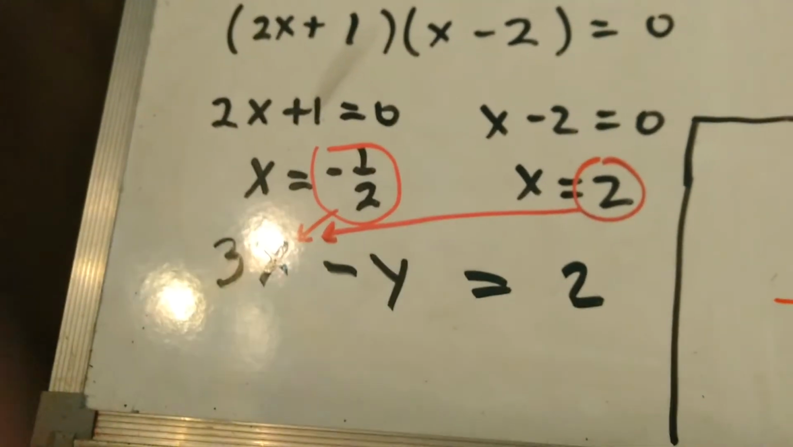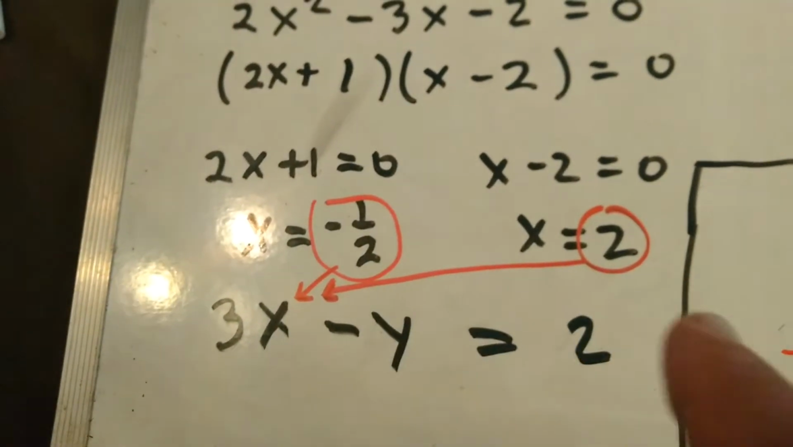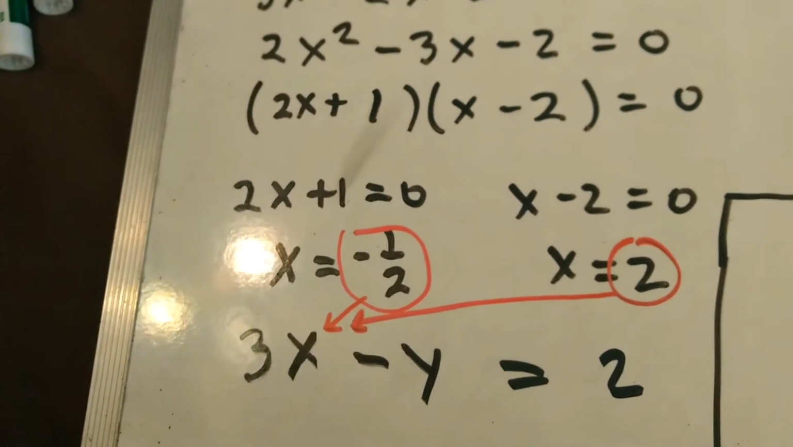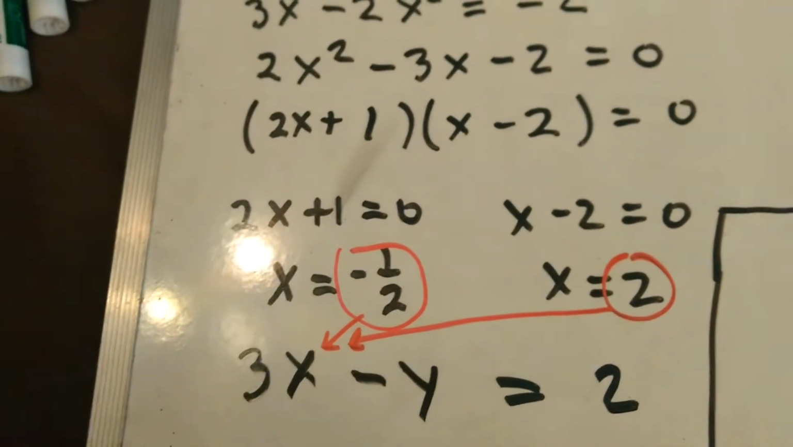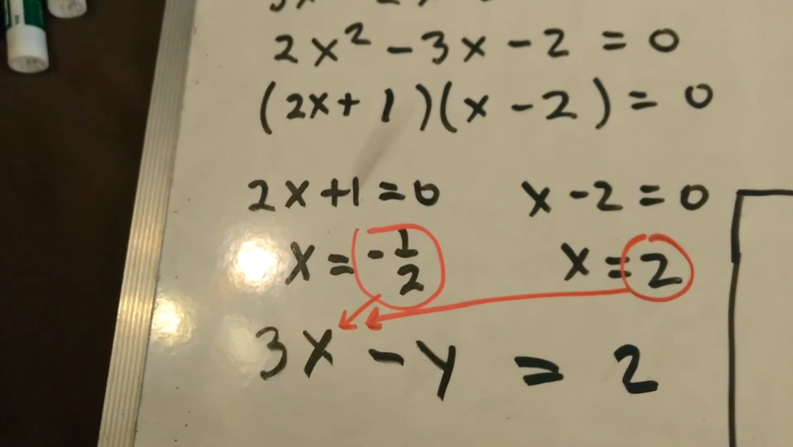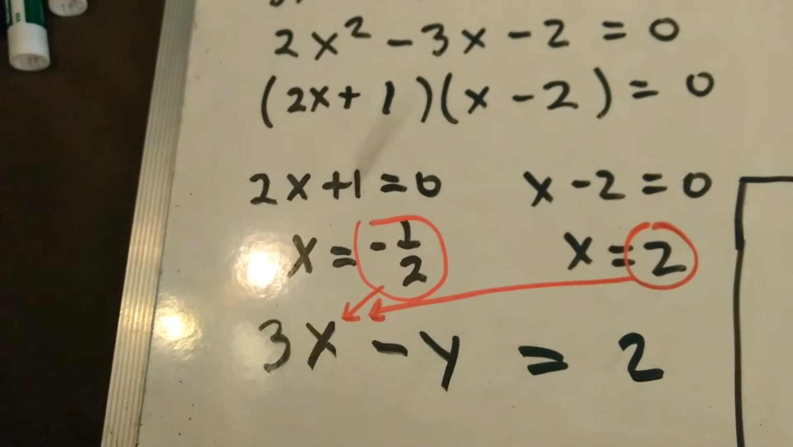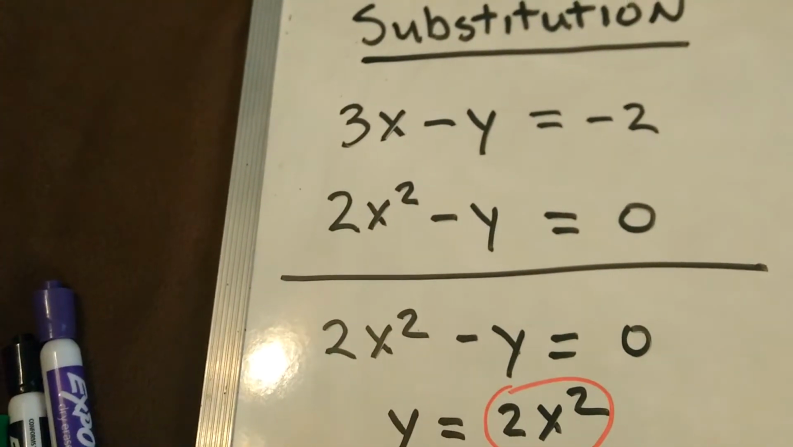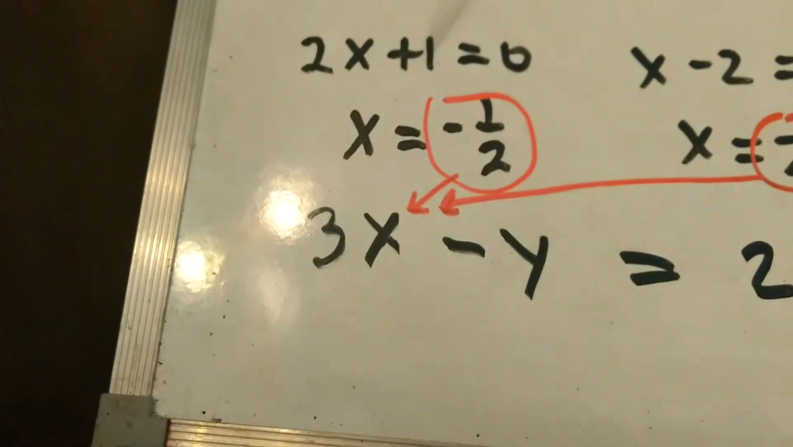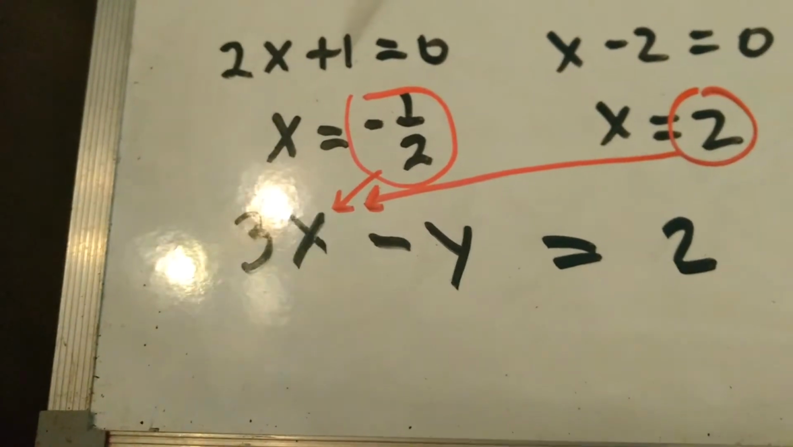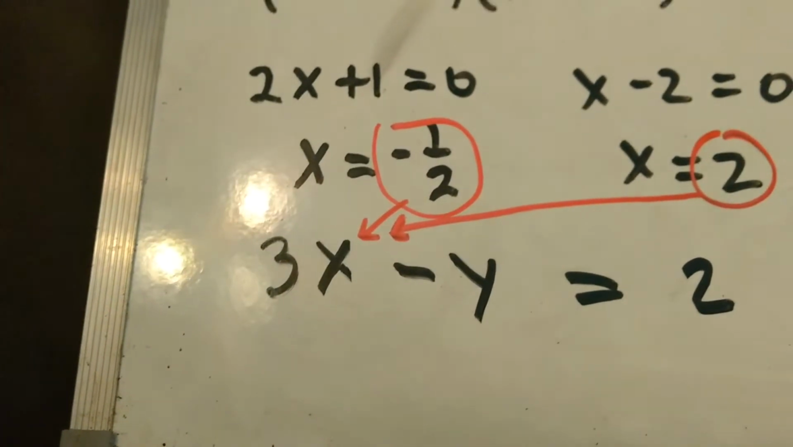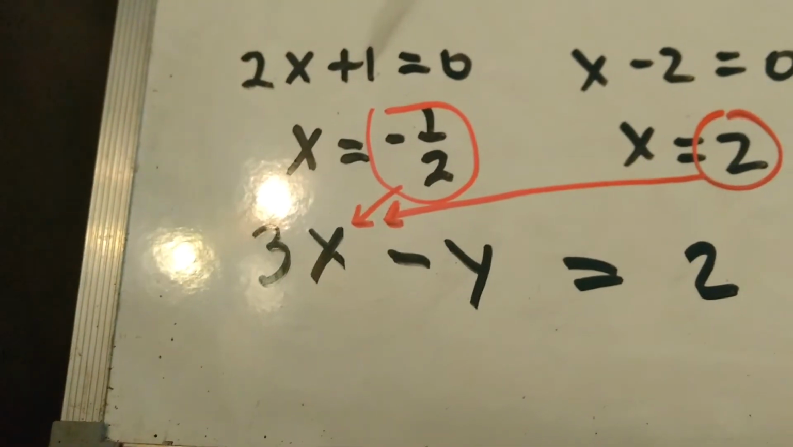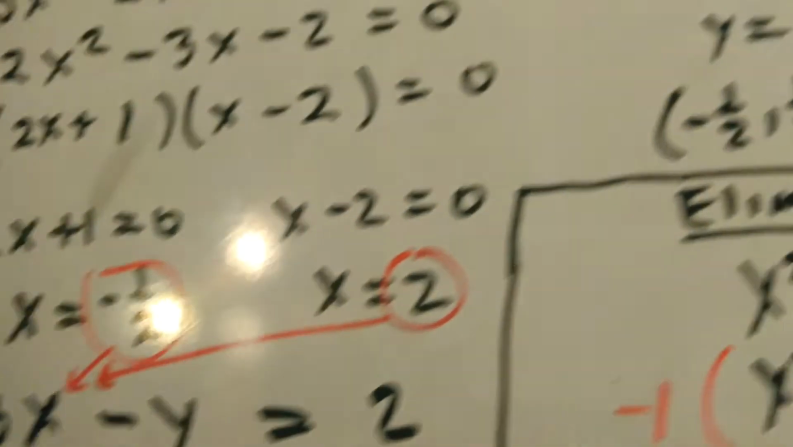So then we've only found half of the ordered pairs. Remember, these are ordered pair answers because we've got to find x and y. And again, like I've said before, it doesn't matter if you find y first or x first, you're going to end up finding both. So then I pulled the original equation, 3x minus y equals negative 2, down. I'm going to substitute negative 1/2 in for x and solve for y, and substitute 2 in for x and solve for y.